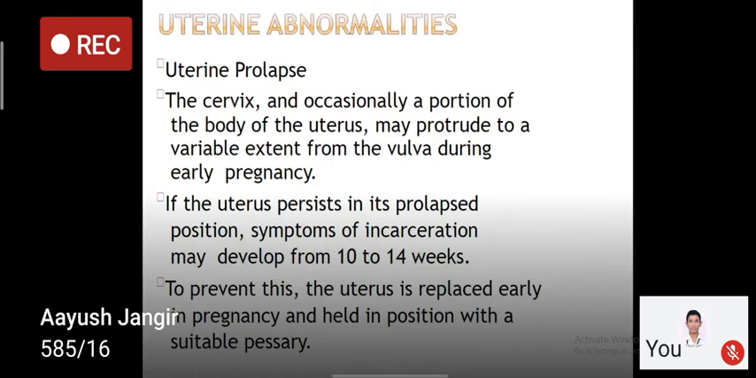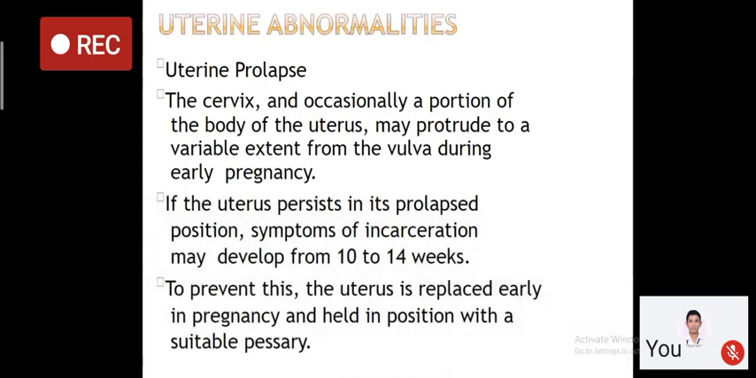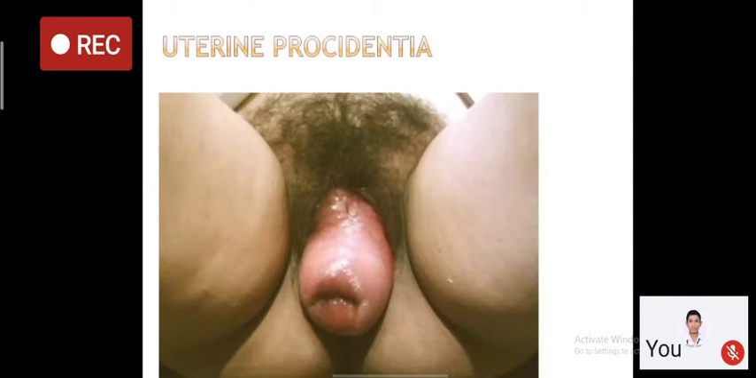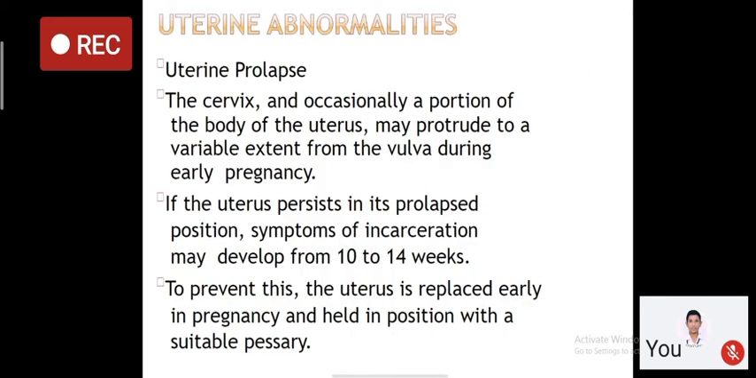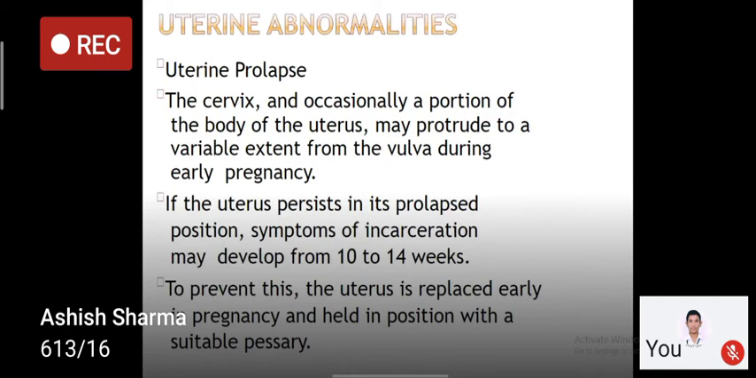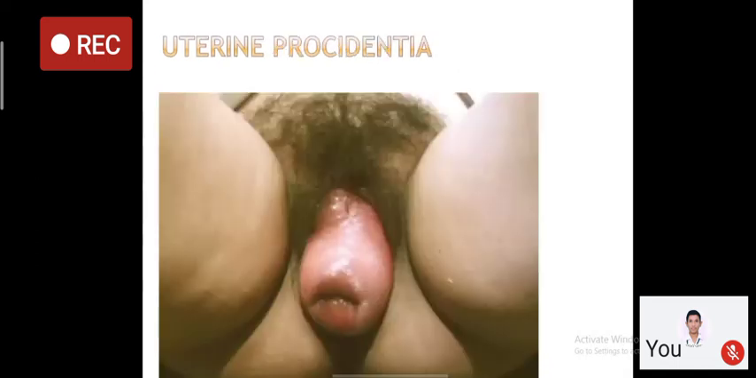Uterine prolapse: the cervix and occasionally a portion of the body of the uterus may protrude to a variable extent from the vulva during early pregnancy. If the uterus persists in its prolapsed position, symptoms of incarceration may occur up to 10 to 14 weeks. To prevent this, the uterus is replaced early in pregnancy and held in position with a suitable pessary like this.